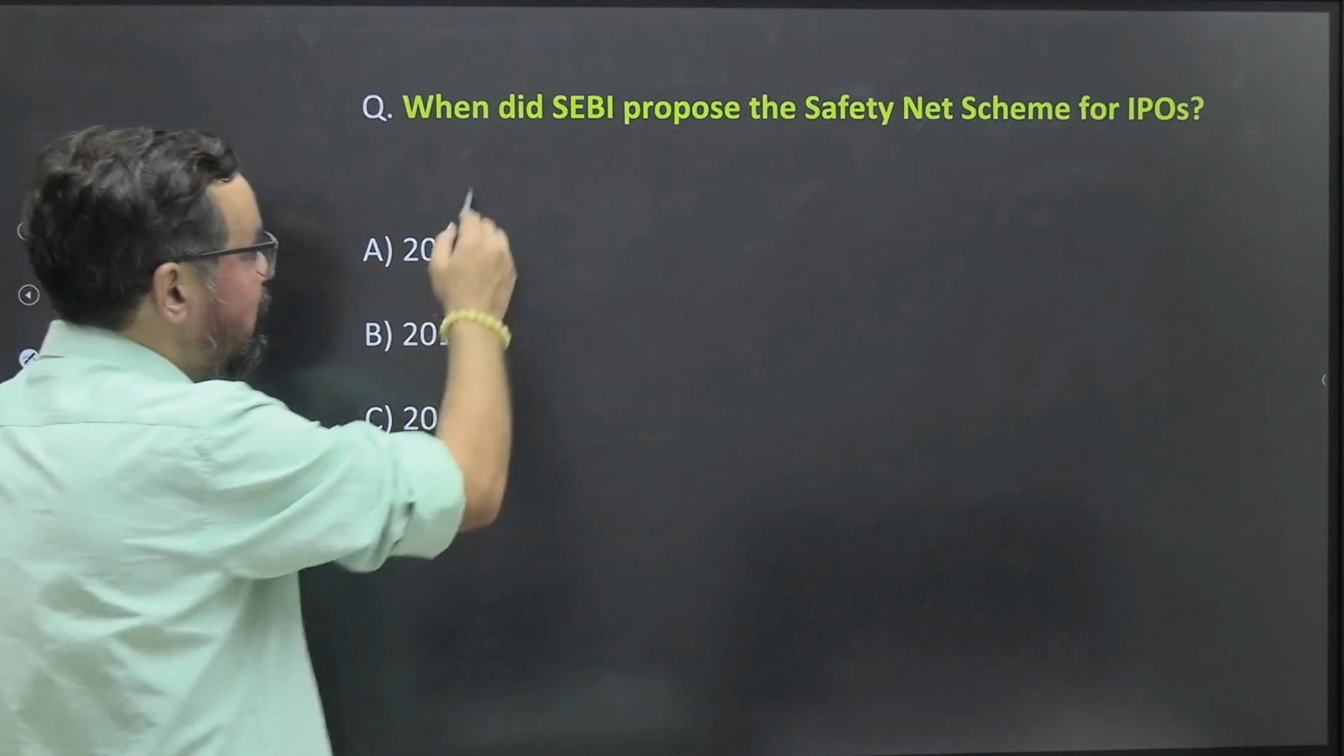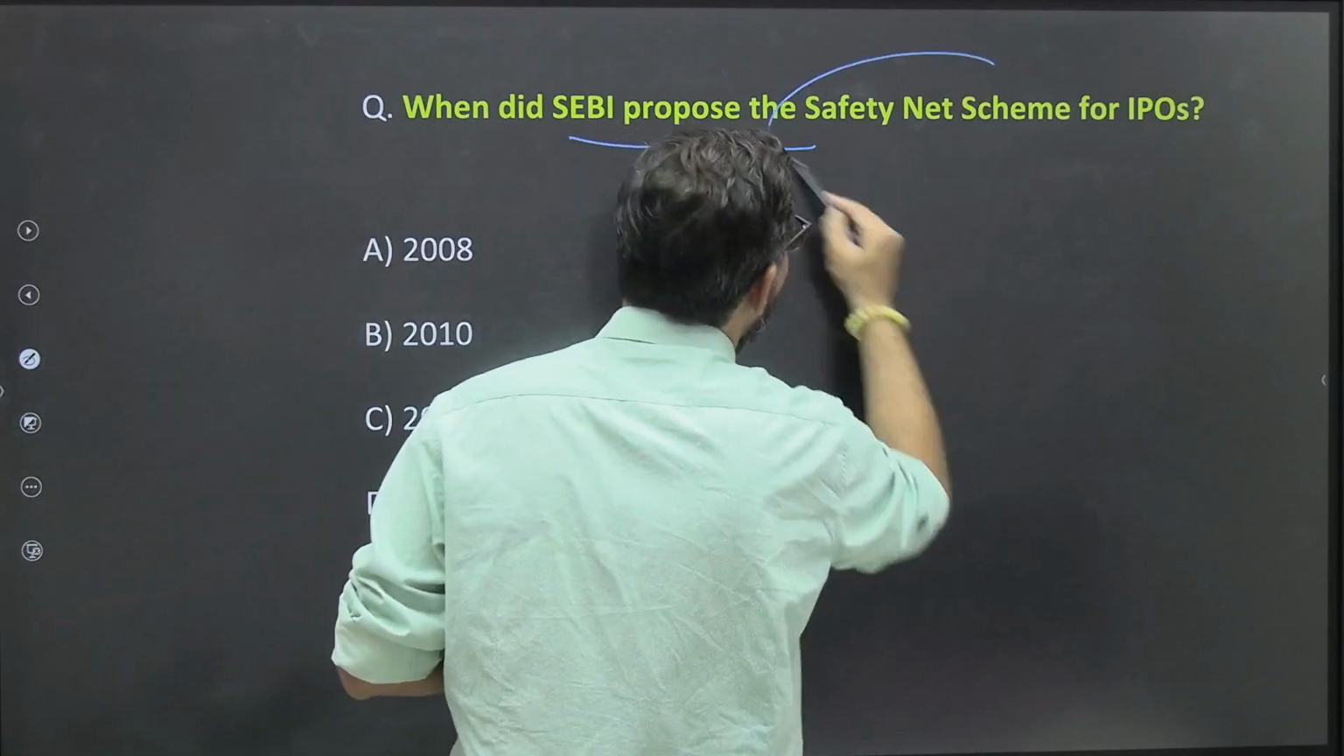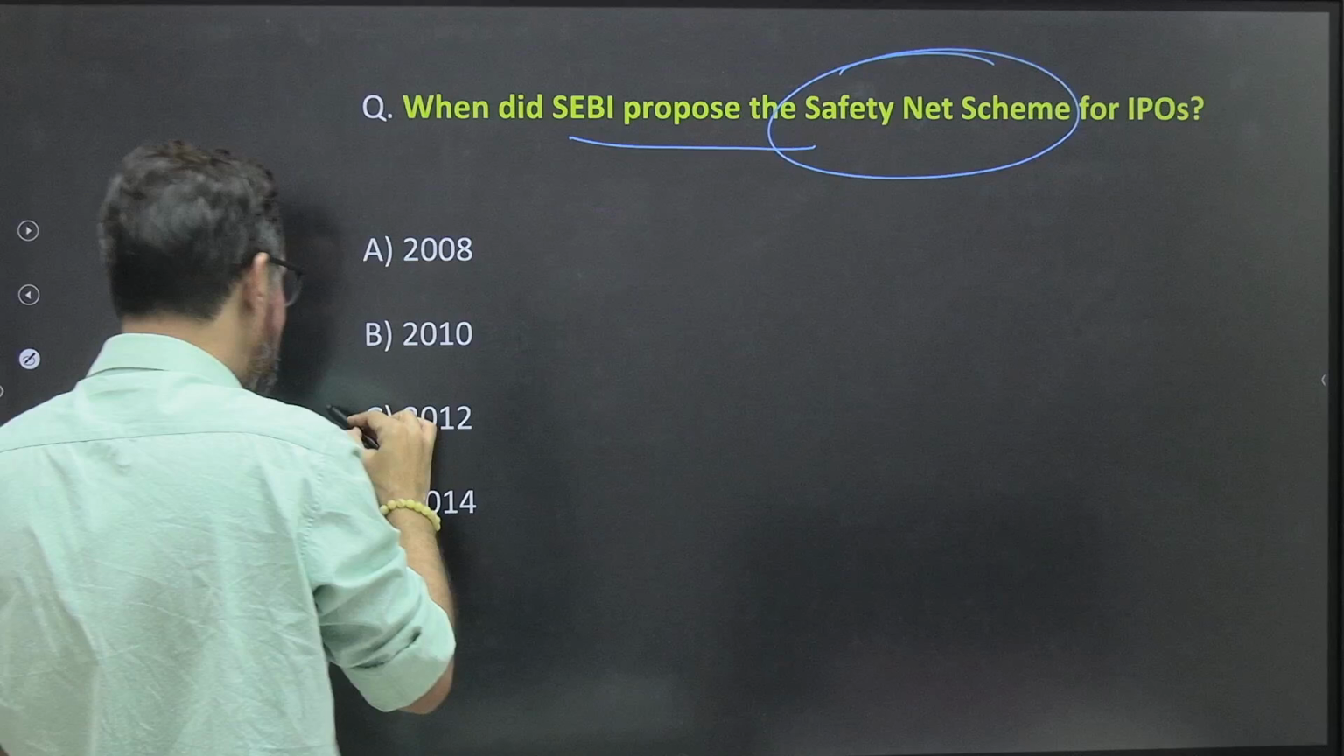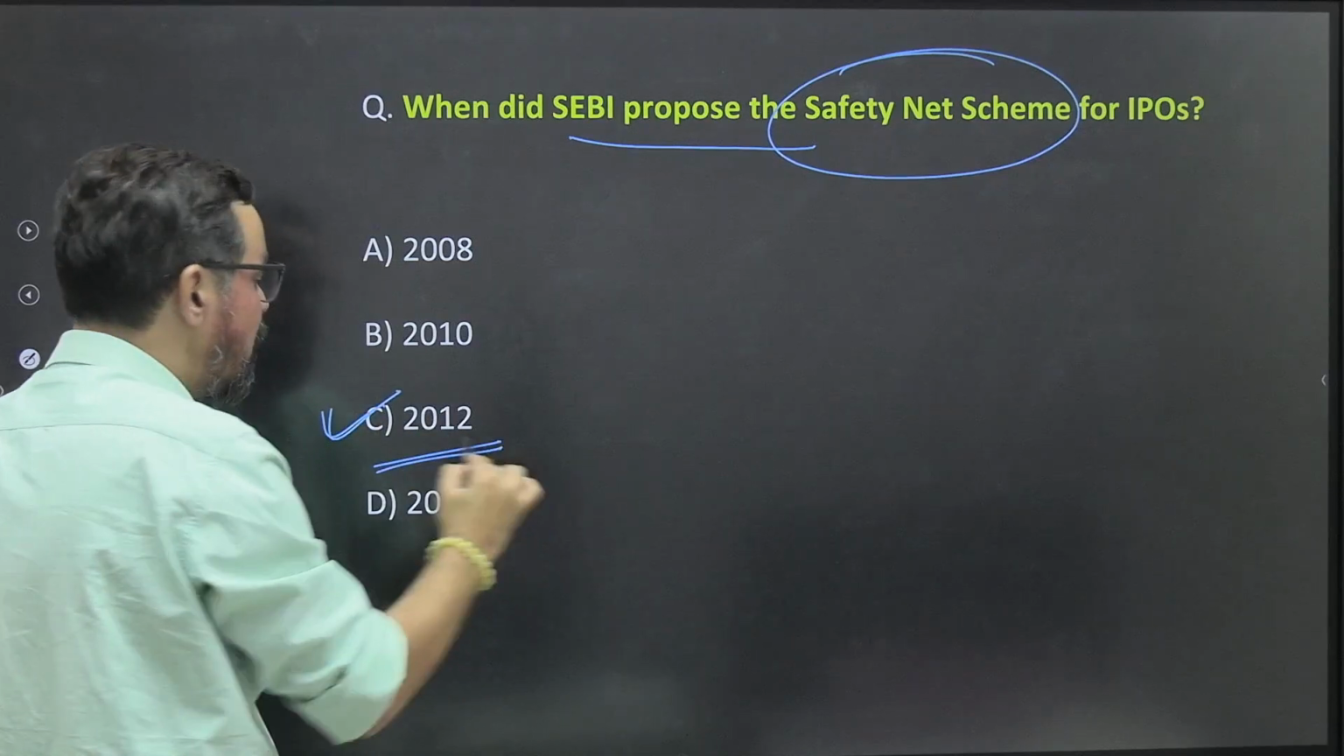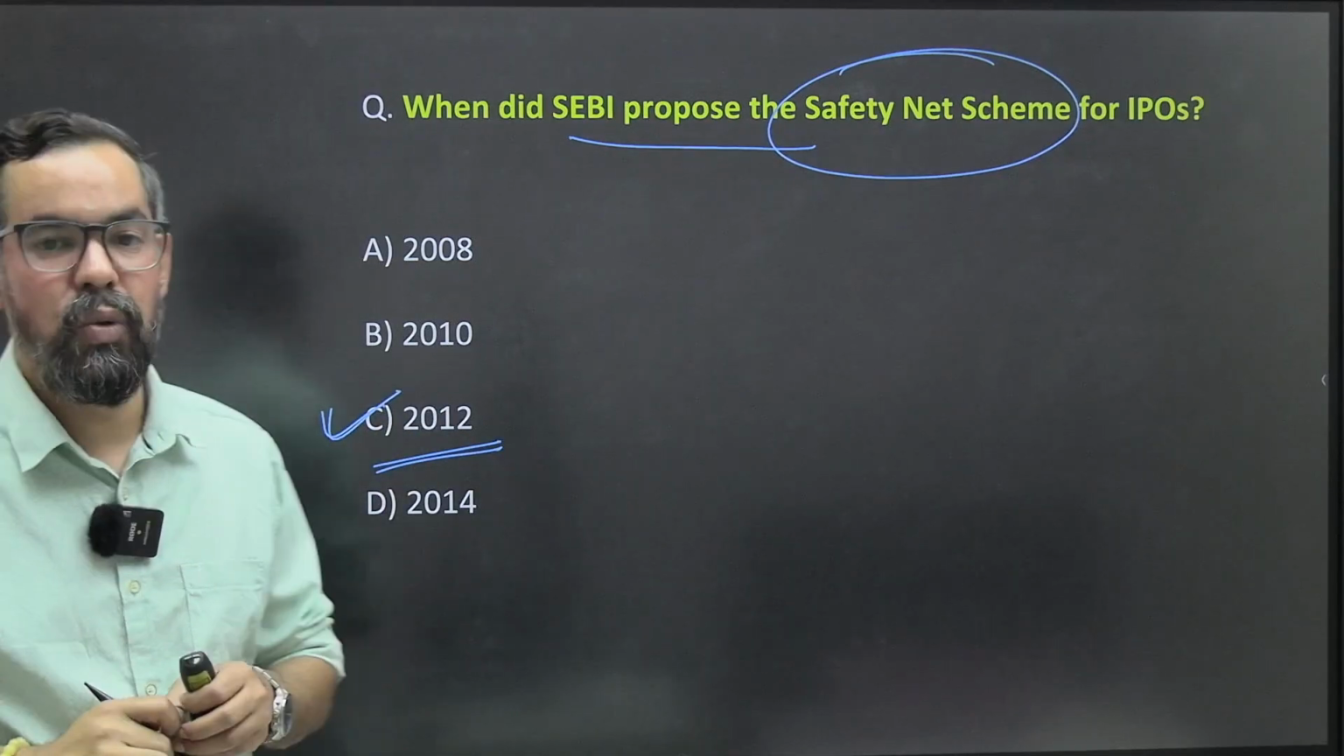Okay. So when SEBI proposed the safety net scheme for IPOs, so many times I saw this particular question. So what is the safety net scheme?